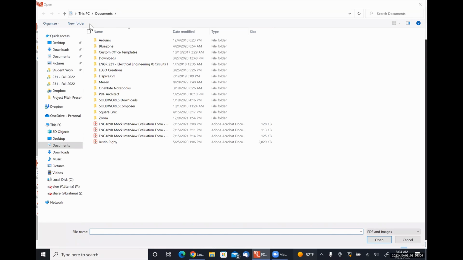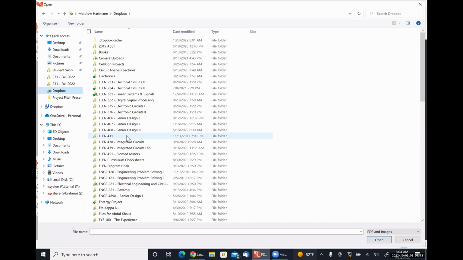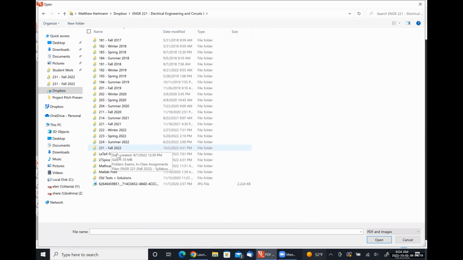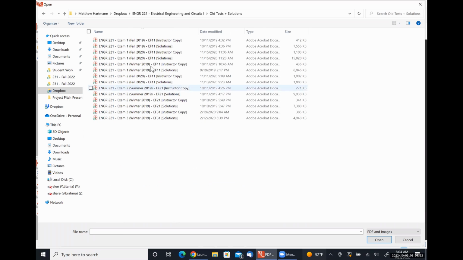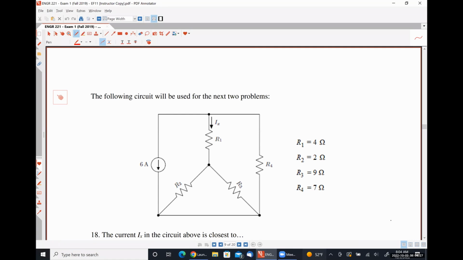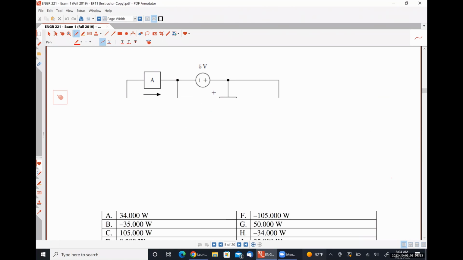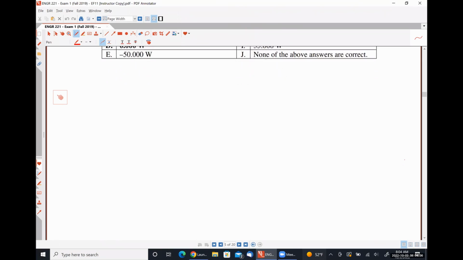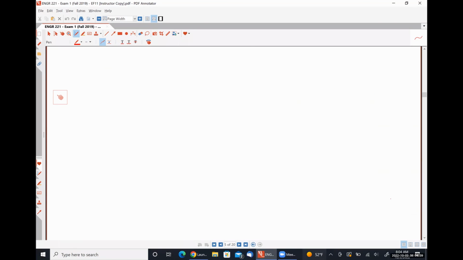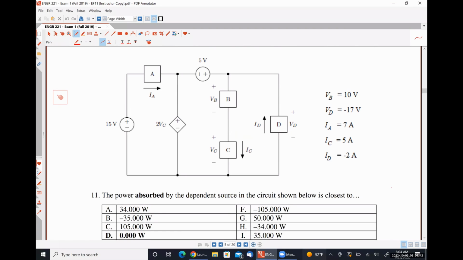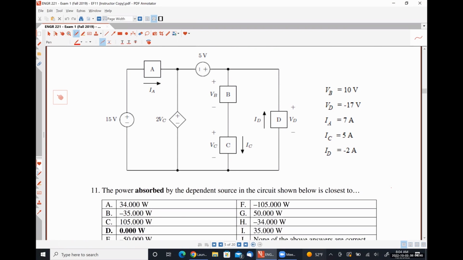So let's see, fall 2019, you said. Give me a moment. Desktop, Dropbox. You said number 11? Why is this being wonky? All right, so here is number 11.